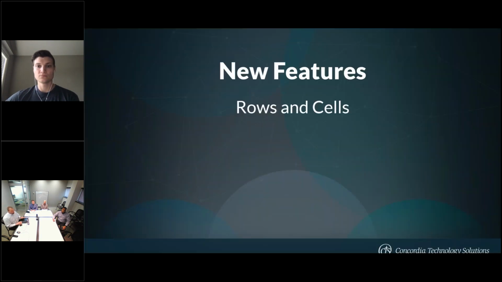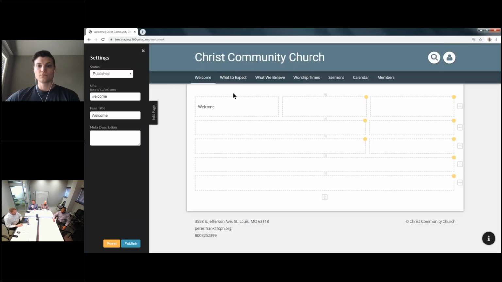So that is rows and cells. The next thing that we've got is an updated editor. And we use a tool called CK Editor. This is something that you're all familiar with. If you go over this now, there is now an edit button. And that's going to be a little bit of a change.